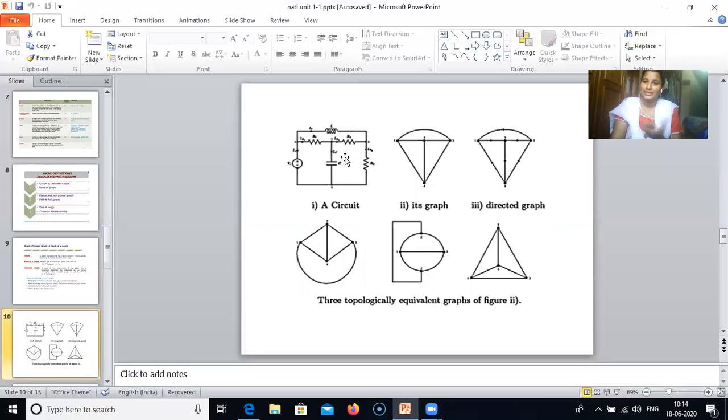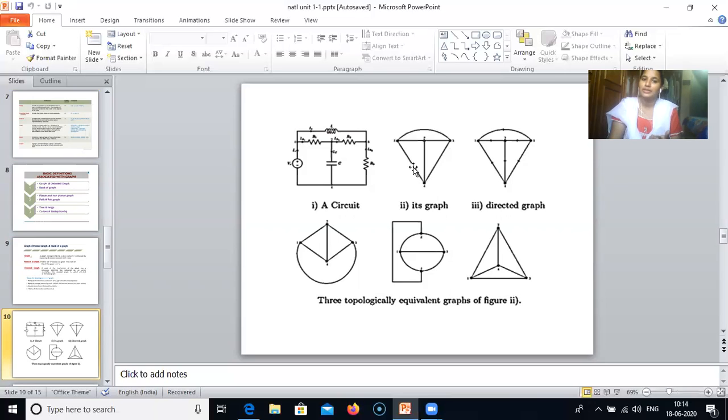So this is the basic network, and this is a normal graph, and this one is the directed graph. See how many nodes are there? 1, 2, 3, and 4. So they are specified 1, 2, 3, and 4. And how many branches are there? 1, 2, 3, 4, 5, 6 branches are there.